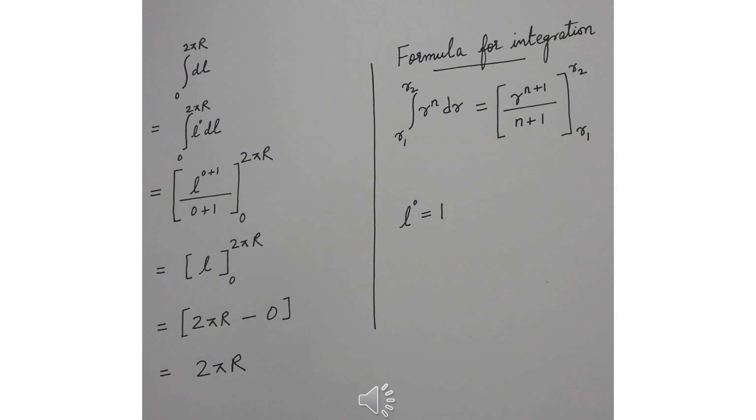As you can see on the right hand side, I have written the formula for integration, and on the left hand side I have applied this formula for integrating dl with limits from 0 to 2 pi r. You can also see that on the right hand side I have written the function L to the power 0 is equal to 1, because I have used this function while integrating dl. One should always keep in mind that any quantity raised to the power 0 is equal to 1.